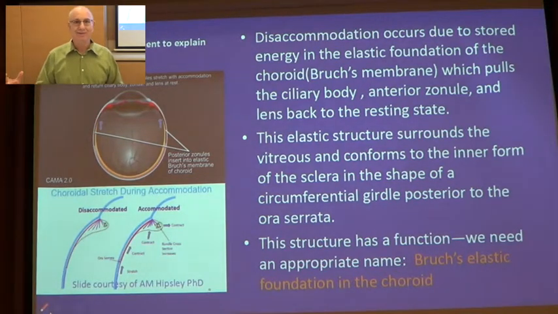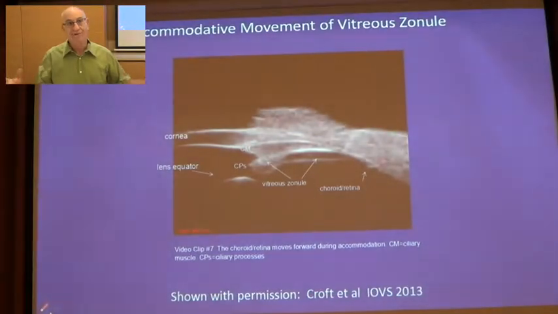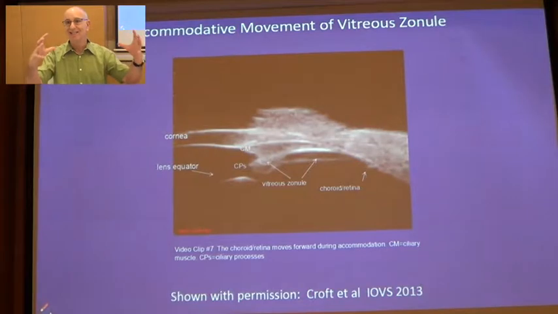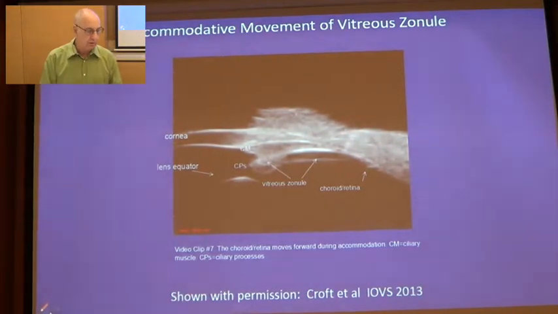I'd like to see a better name than Brooks Elastic Foundation in the choroid, because we all understand lens, ciliary muscle, but we need to know what's the other part of it that's pulling and stretching and allowing the mechanism to occur. So I'd rather see us come up with a better name for that elastic girdle that's really surrounding the globe and is intimately involved with the accommodative movement.